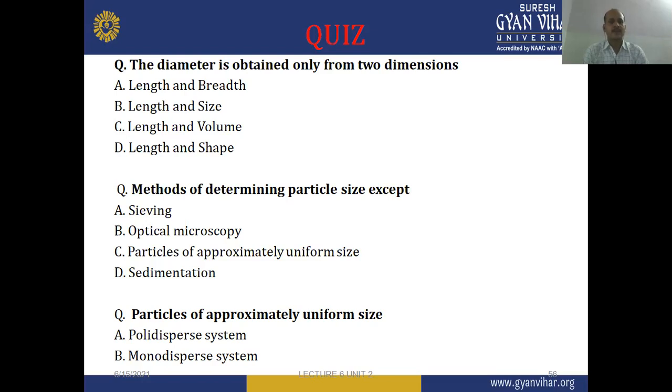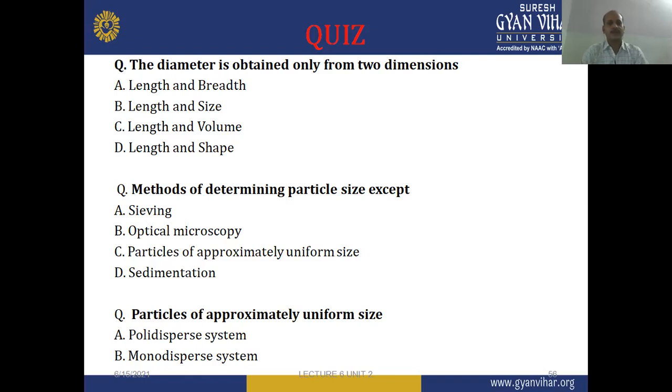The next question is given here: the methods for determining particle size. There are different methods given in the options: option A, sieving; option B, optical microscopy; option C, of particles of approximately uniform size; and option D, sedimentation method.